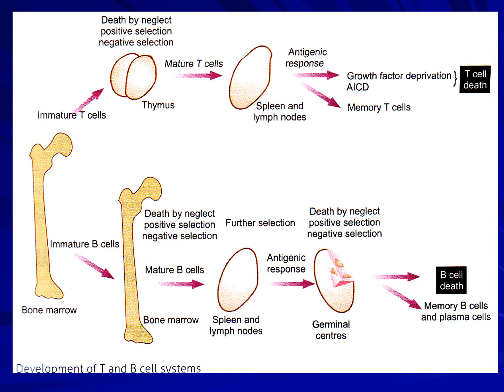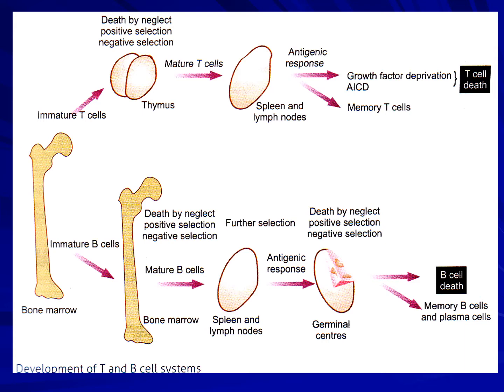Let's see a bit about the development of B and T cell systems. From the bone marrow, there are two kinds of cells which are released, that is the immature T cells and immature B cells. Let's first see about the immature B cells. Immature B cells get matured in the bone marrow itself. That is how they get the terminology B cells. There are three things which can happen here. One is death by neglect. Second one is positive selection. Third one is negative selection.